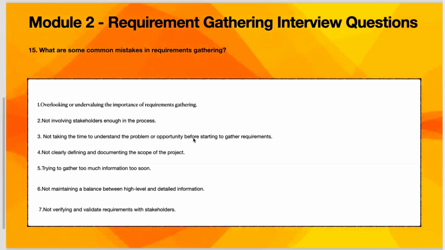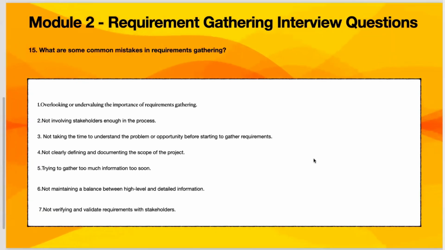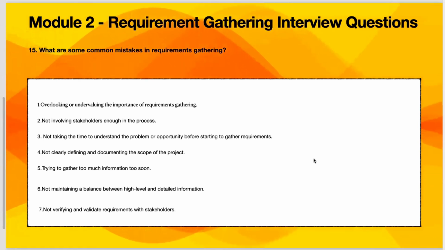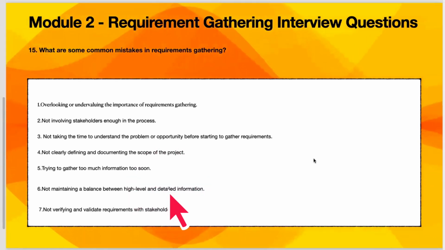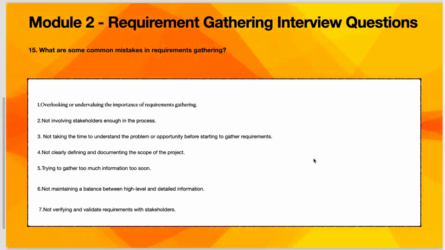Sixth one is not maintaining a balance between high level and detailed information. From a business perspective, you need to understand the high level information, and from a developer or a tester perspective, you need to understand the detailed information. So you need to try to maintain a balance between the high level requirements and detailed information. Also, not validating the requirements with the stakeholders. As I discussed earlier, you always need to validate the requirements with the stakeholders and get the sign off from the stakeholders.